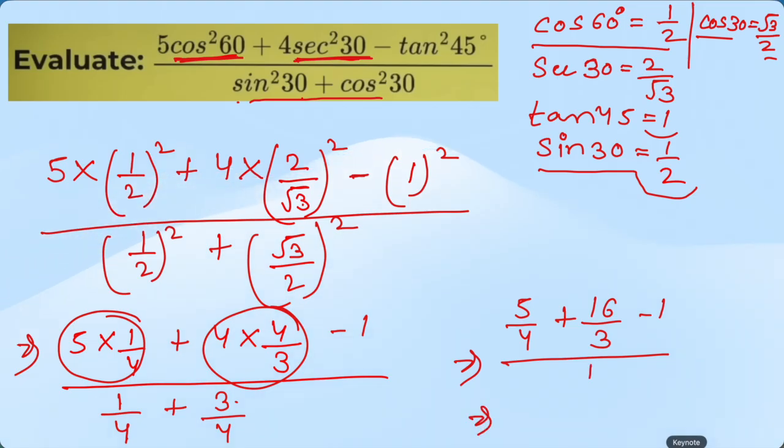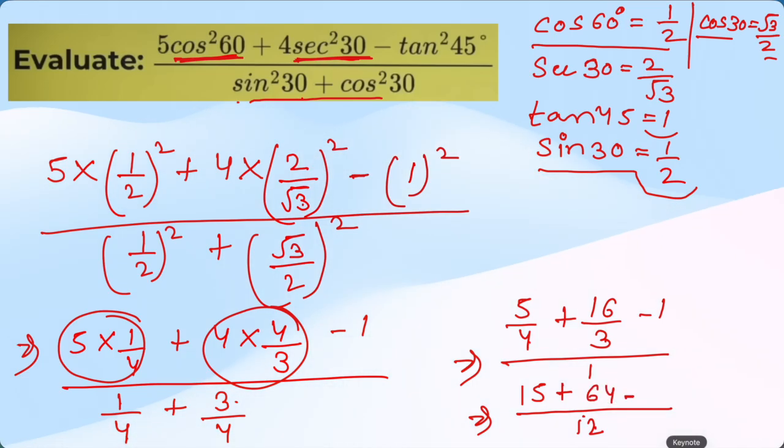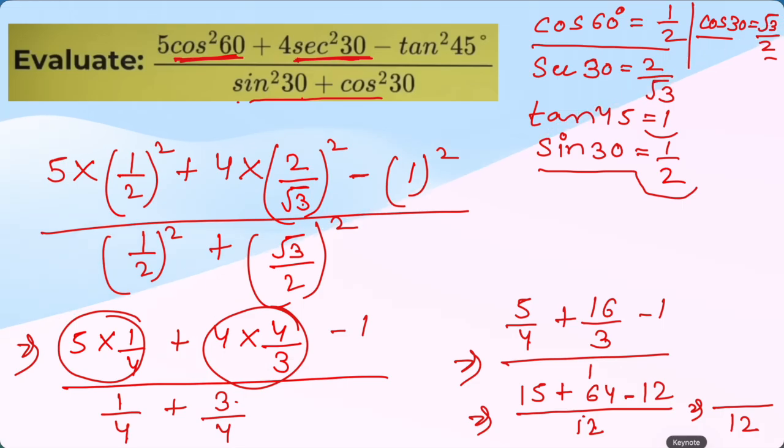See the numerator now. If I take the LCM, the LCM of 4 and 3 will be 12. So it will become 15 plus 3 4s are 12, so 16 4s are 64, minus 12. Any doubt? Just solve this. The base will be 12. What is 15 plus 64? So 15 minus 12 is 3. So it will be 67 by 12. Any doubt in this question? Hope this is clear.